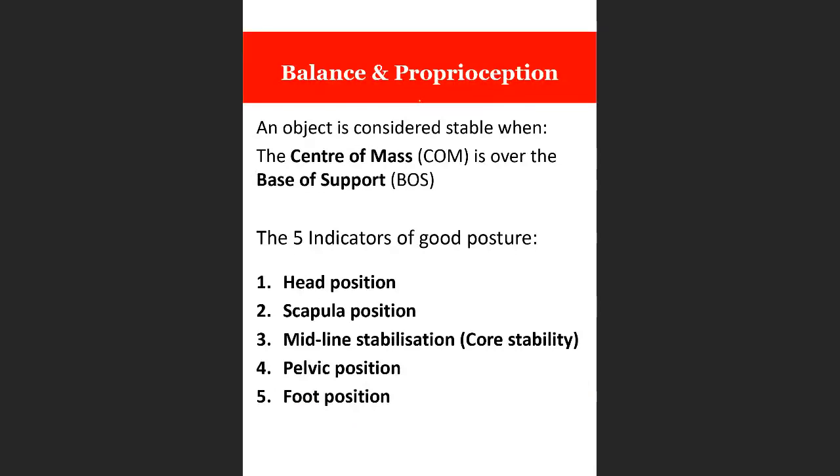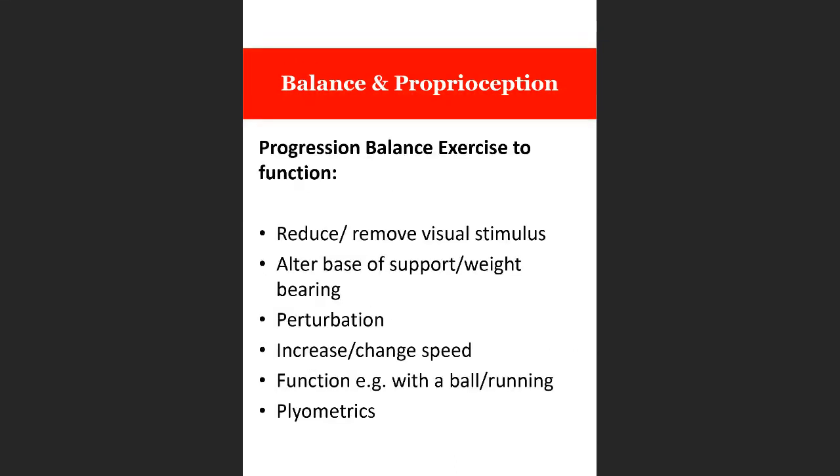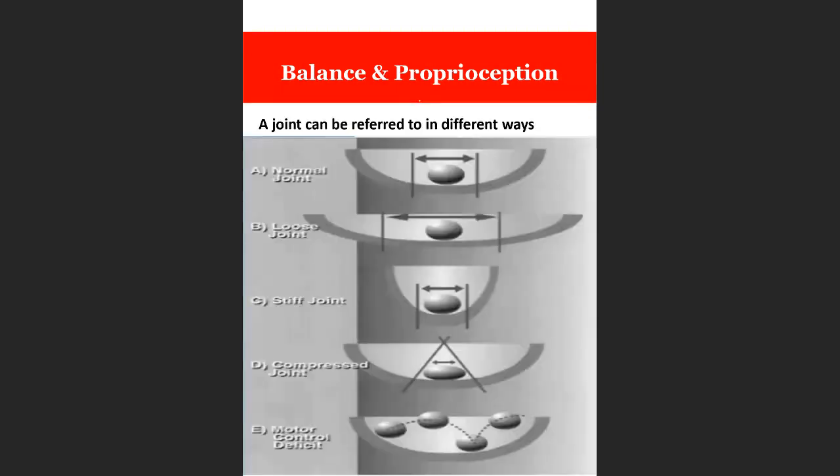And then we've got the 5 indicators of stability. Okay, head position, shoulder position, midline stabilization, pelvic position, and foot position. So when we're ever teaching anything, we're always using those. Okay, and then we've got our various ways of progressing our exercise. Progression and regression of balance exercises going to be very important as you become physios.